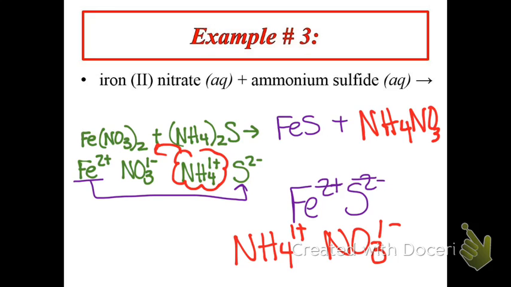So there are your products. You need to make sure that this is a balanced equation. So to balance this, I have 2 NH4s and 2 NO3s, and so that took care of it, just putting a 2 there. Solubilities, so I have to look up iron 2 sulfide. That's a solid. And I have to look up ammonium nitrate, and that one is aqueous. Okay, so there we go.